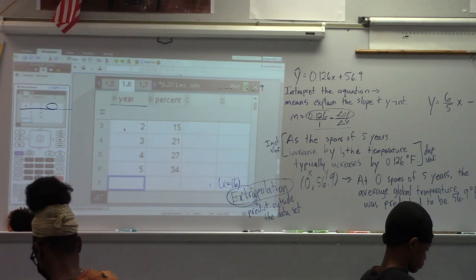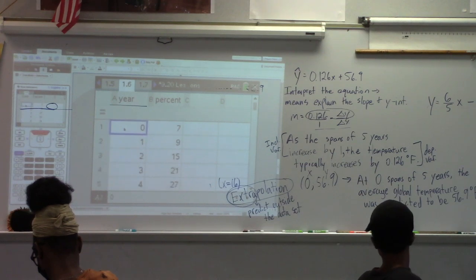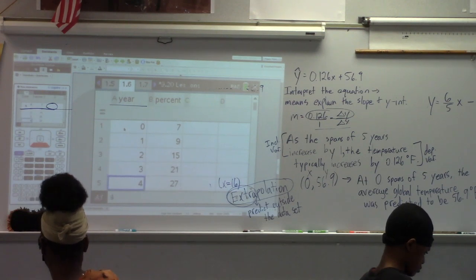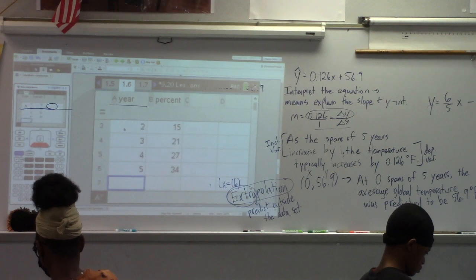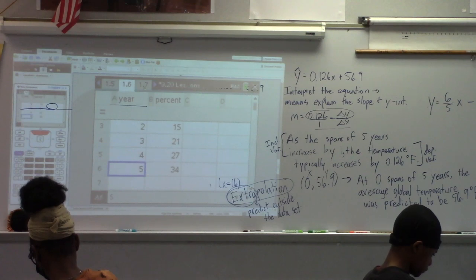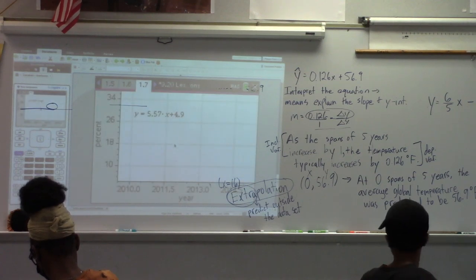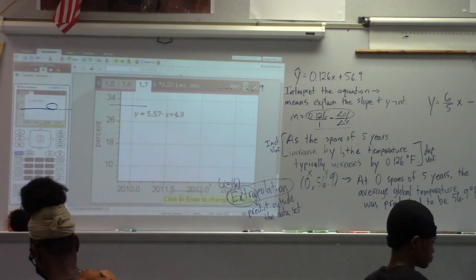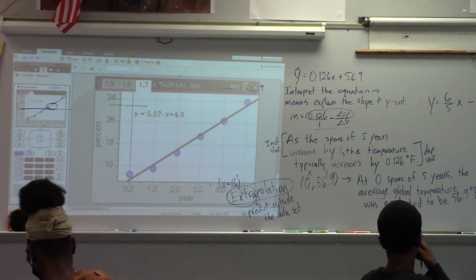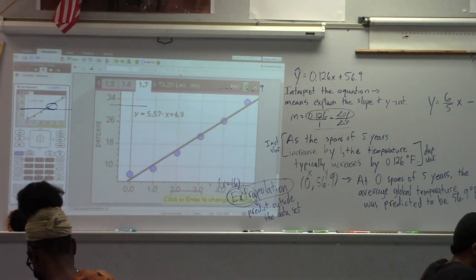So 2010, we're making year 0. 2011 is year 1. 2012 is year 2. 2013 is year 3, meaning that these are the years after 2010. Okay? So now, go back to your graph. Notice you don't see anything right now, do you? So click on year again. It'll allow you to change your variable, and click back on year, and it should fix it.